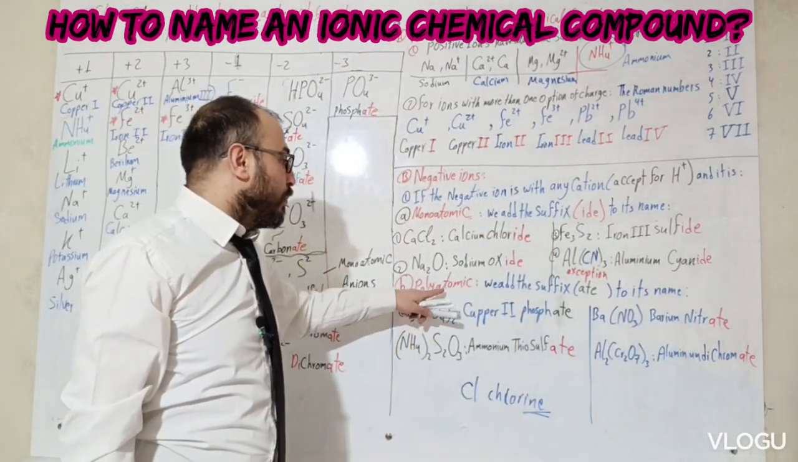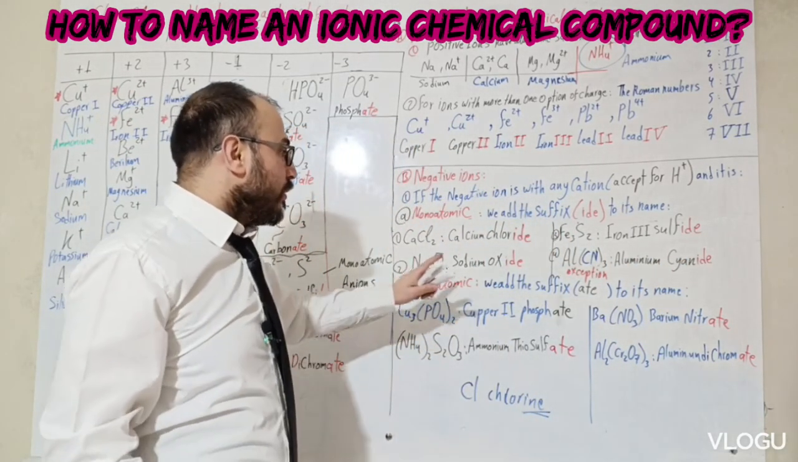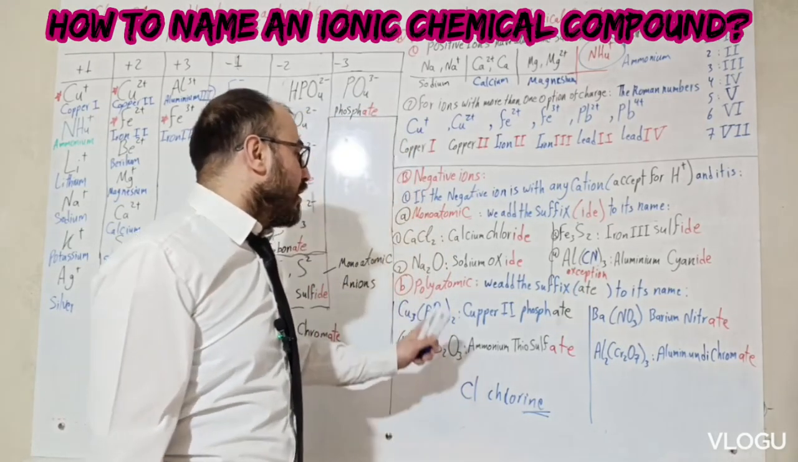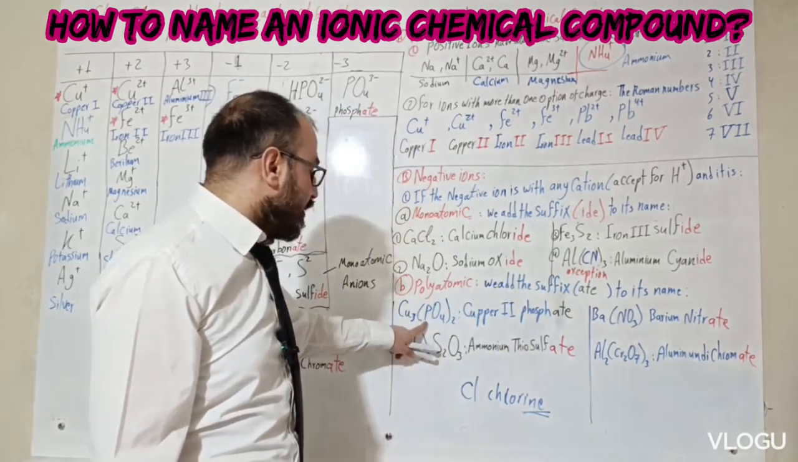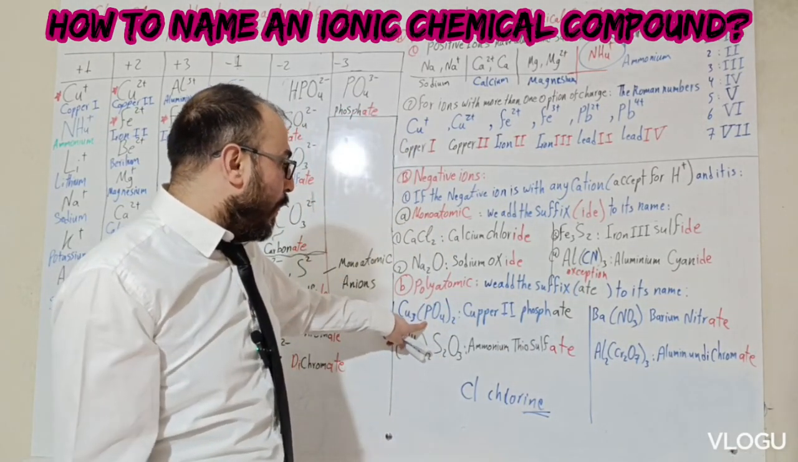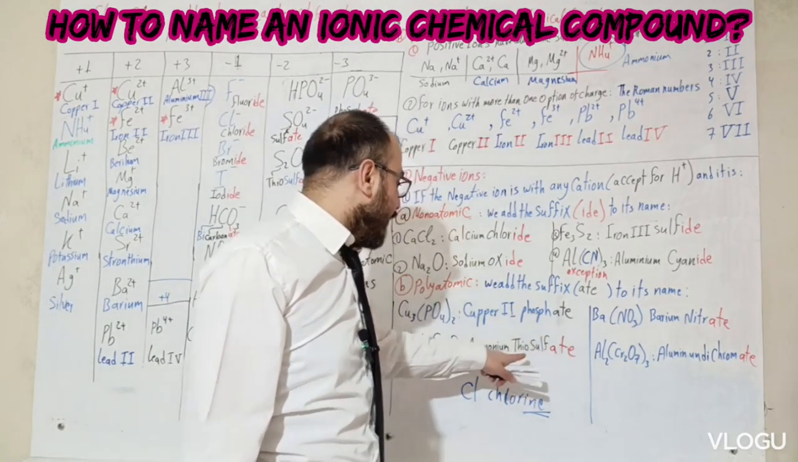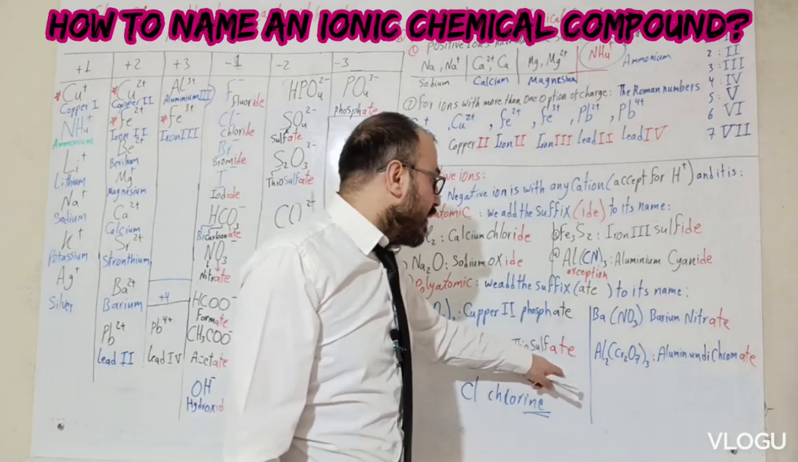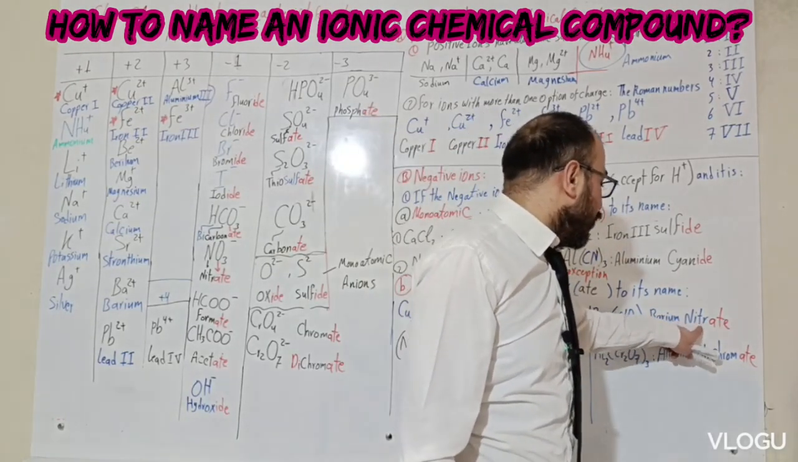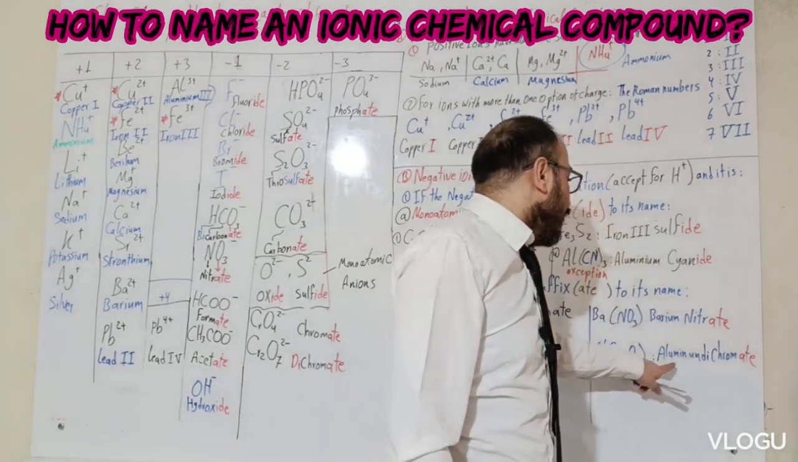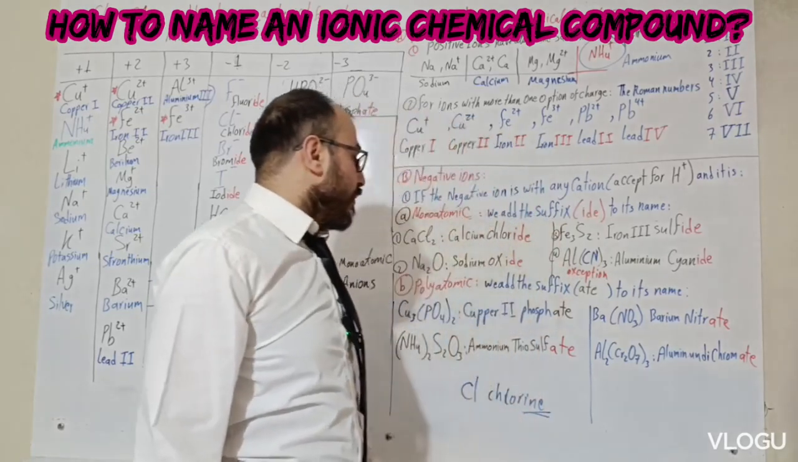Again, my friends, for the polyatomic ions, we add the suffix "ate" to their names. For example, this is phosphorus generally, but when it becomes a negative polyatomic ion, it becomes phosphate. We have thiosulfate, we have nitrogen, which becomes nitrate, and we have chromate.